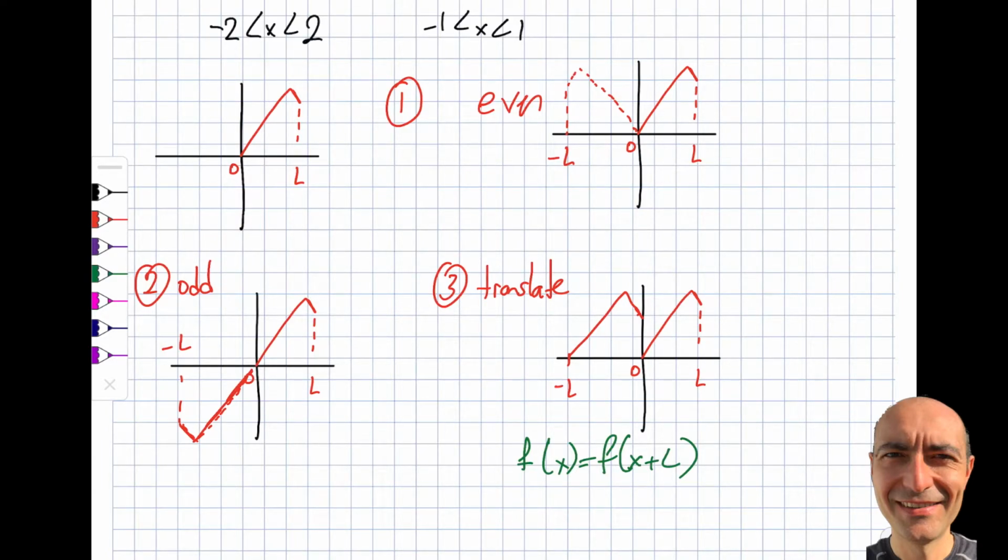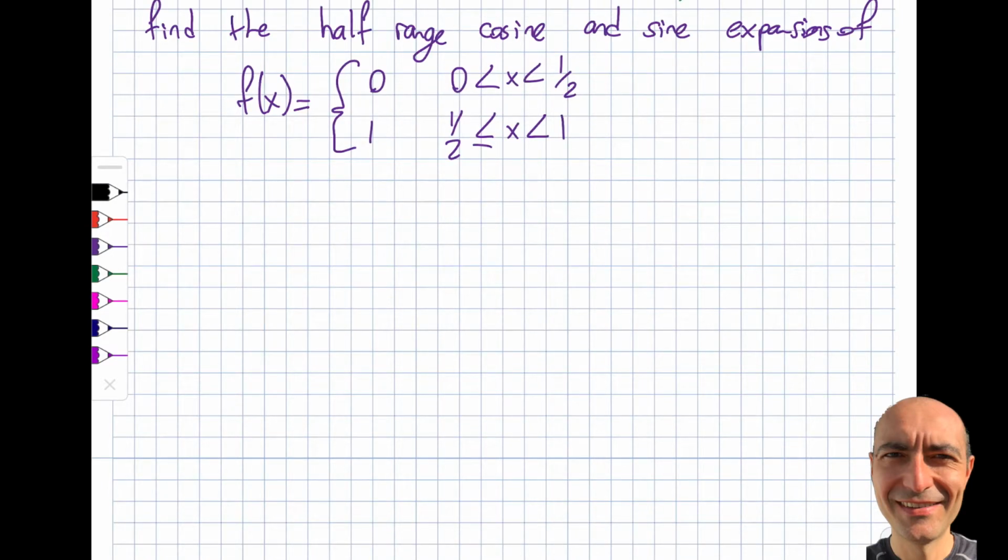So let me illustrate this with some numbers. I think that will be better for all of us. Okay, I'm back. So the question is this: find the half-range cosine and sine expansions of this particular function. I selected an easy one because I don't want to focus on the mathematics component, and I want to highlight how to approach this. That's more important at this point in time.